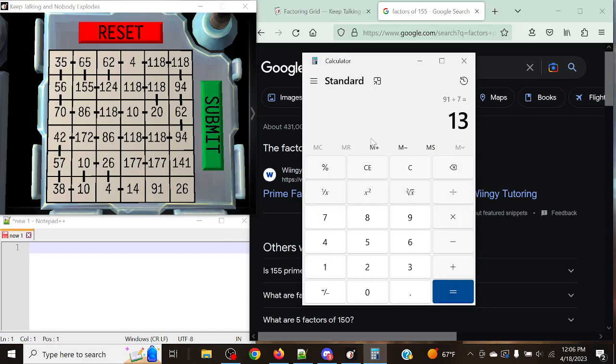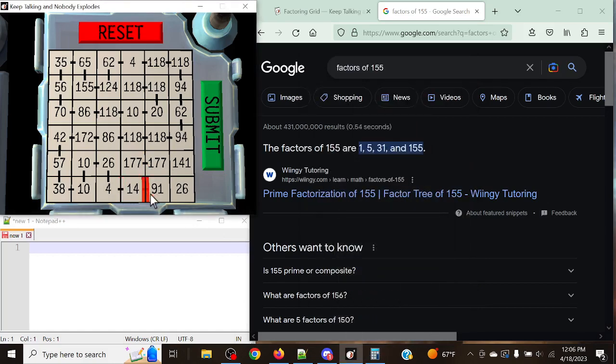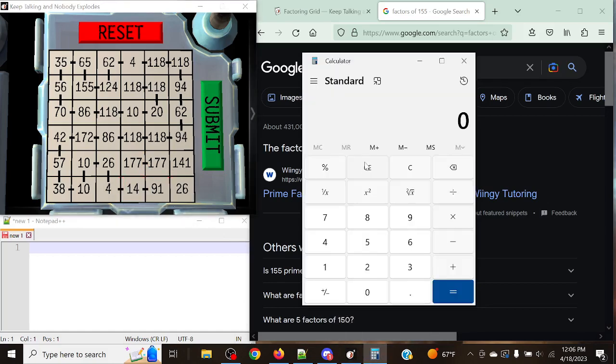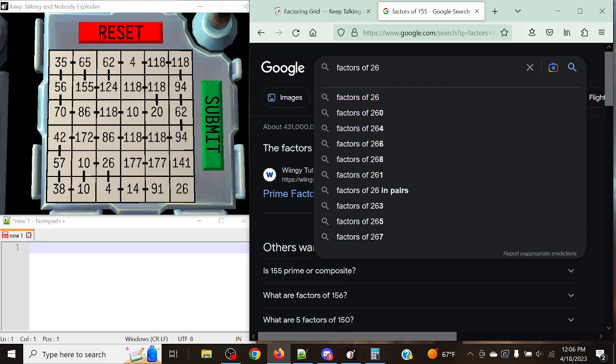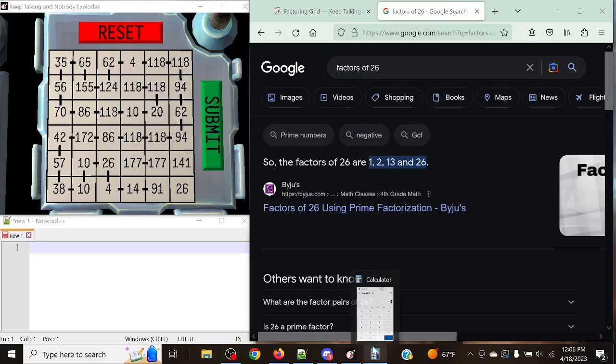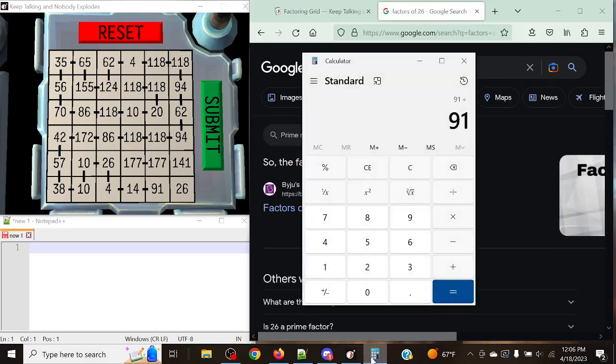Is 91 divisible by 7? Yes, it is. 91 and 26? Not divisible by 3, but factors of 26, 13. They're both divisible by 13. 91 divided by 13 is 7. 26, is 141 divisible by 13? No.